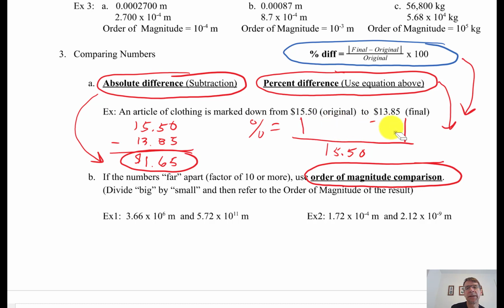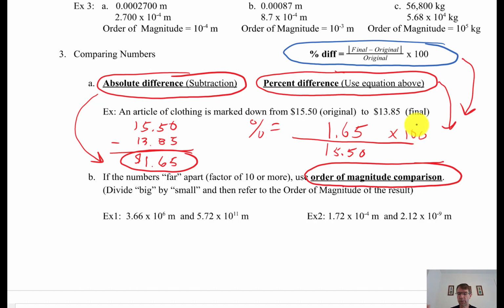So you'll have to keep that down, though. Keep that in there. So when I subtract those 2 numbers, I get 1.65. Take the absolute value of negative 1.65, I get positive 1.65. Then I divide that, and I get 0.1065. Oh, you got to multiply by 100. So there's the multiply by 100 to get the percent. I'm going to kind of magically put that in there. You got to remember to do that.